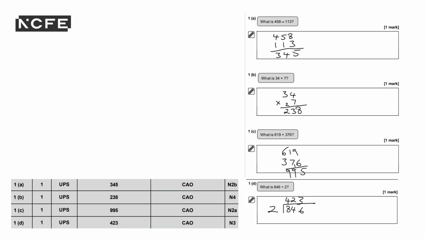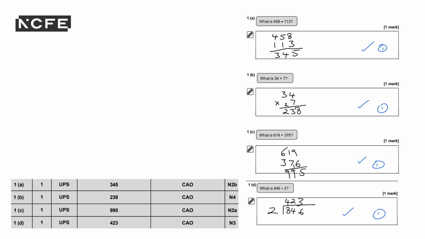So for these first non-calculator underpinning skills questions, how many marks would we award? I'll reveal now. All 4 marks. Very well done, this learner, managing to do all of their calculations correctly. Brilliant.